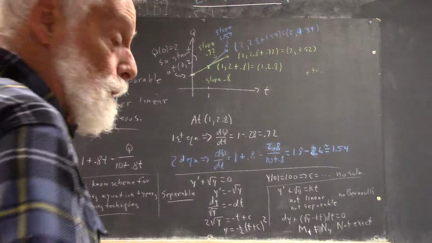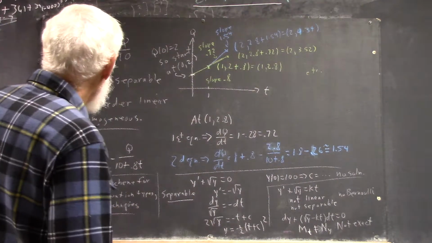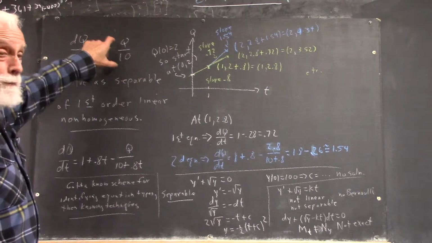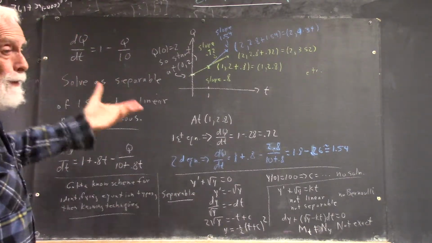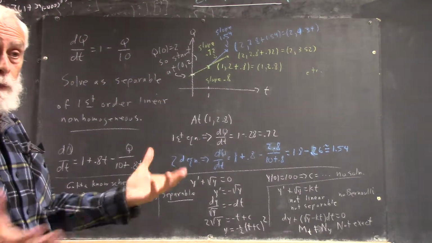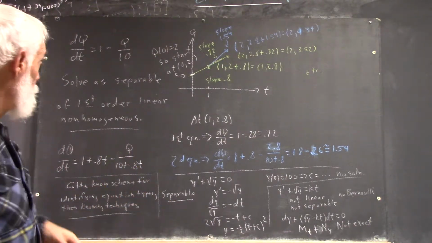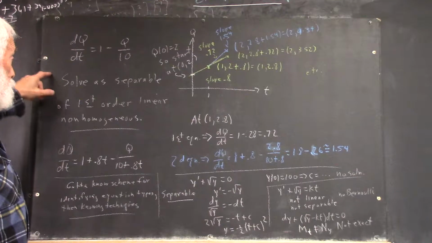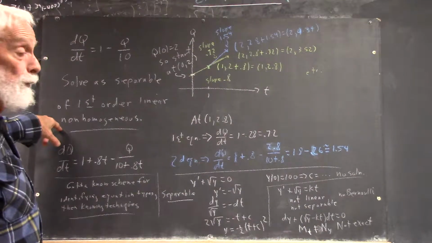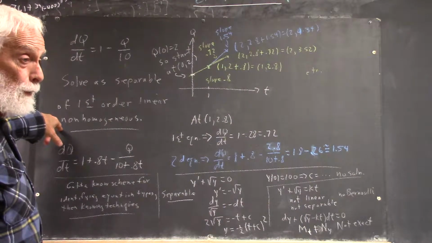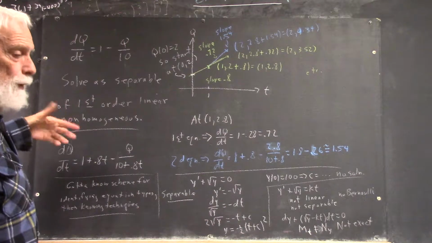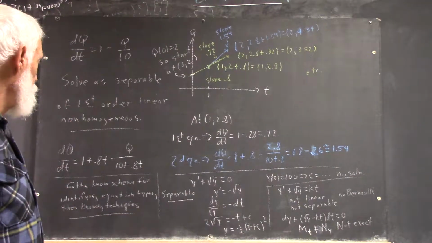Okay, looking at some test problems. First equation, this one. You need to know the scheme for what you do to check to see if you have a method for solving the equation. This needs to be solved either as a separable or first order linear non-homogeneous equation, and those are techniques that you should know quite well.